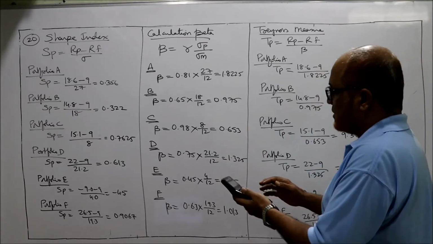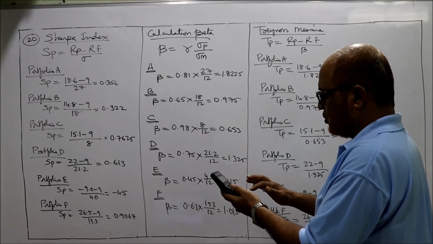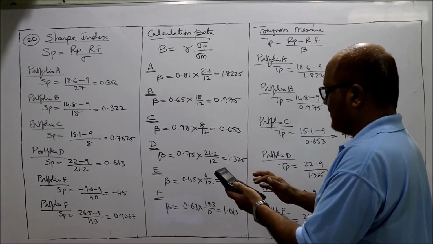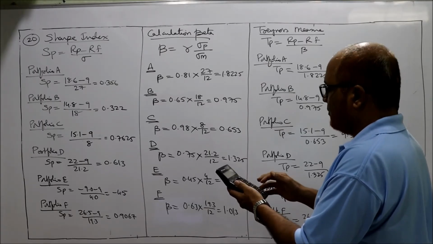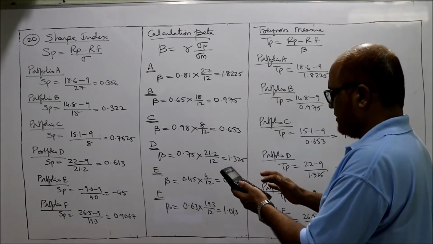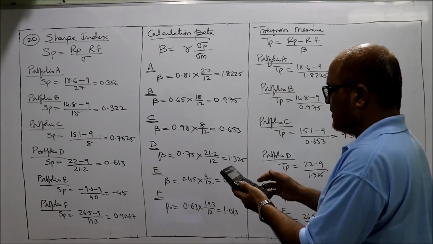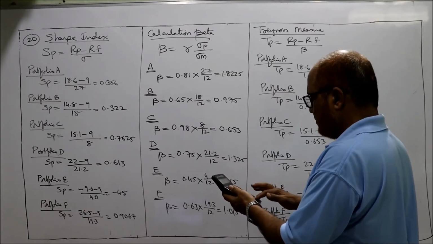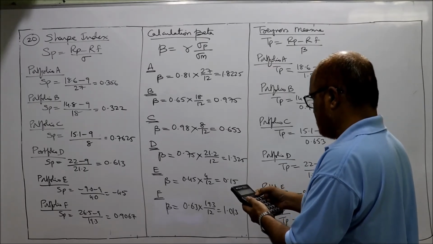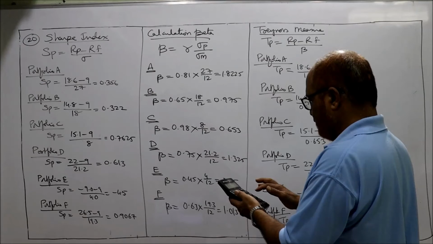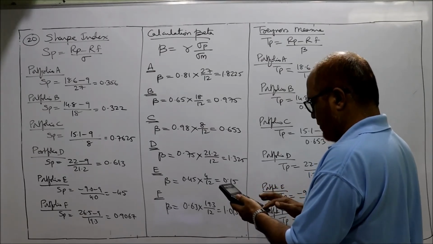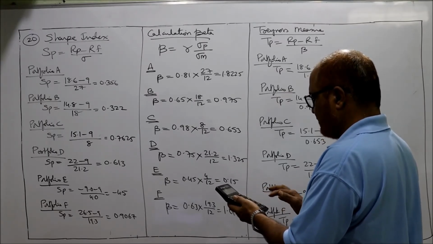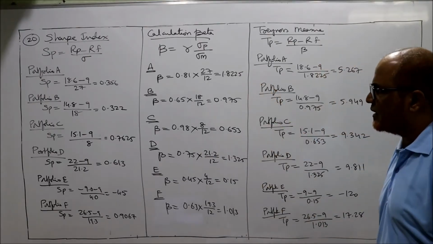We'll check the calculations once. 0.81 into 27 divided by 12 is 1.8225, right? 0.65 into 18 divided by 12 is 0.975. 0.98 into 8 divided by 12 is 0.653. 0.75 into 21.2 divided by 12 is 1.325. 0.45 into 4 divided by 12 is 0.15. 0.63 into 19.3 divided by 12 is 1.013. All the calculations are right here.